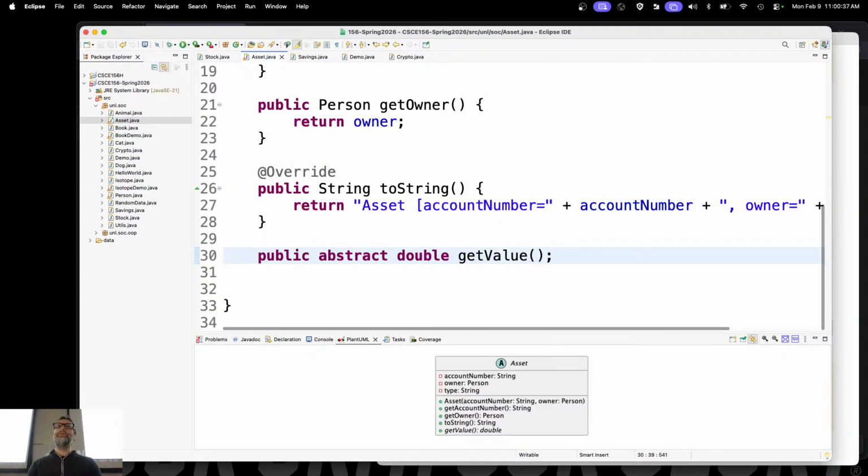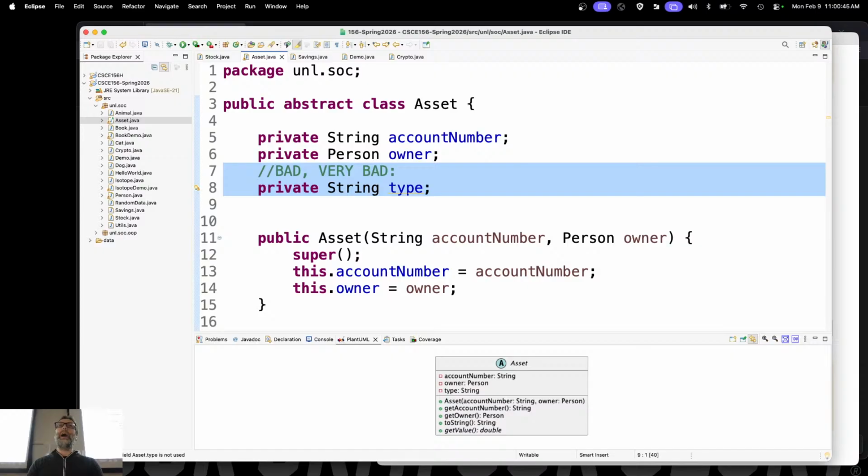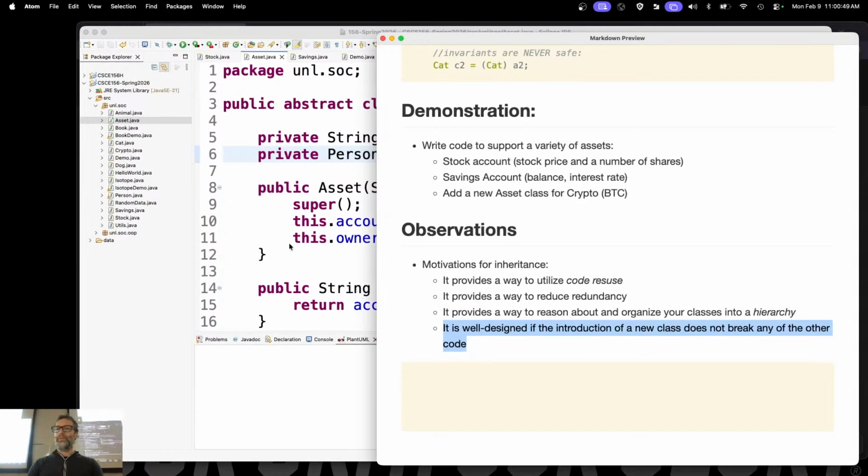This is a violation of what's called the open-closed principle, and we'll talk about the SOLID principles later on. You should probably almost never see type, almost never. There are some exceptions to that we'll talk about later on. All right. Let's see.